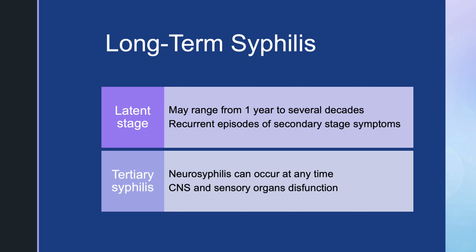This is long-term syphilis. It can go into tertiary syphilis or neurosyphilis. And neurosyphilis can occur at any point of the infection. It affects your central nervous system, your sensory organs, and you kind of hear stories of figures with this long-term syphilis, where behavioral changes happen, and neurologic changes happen.